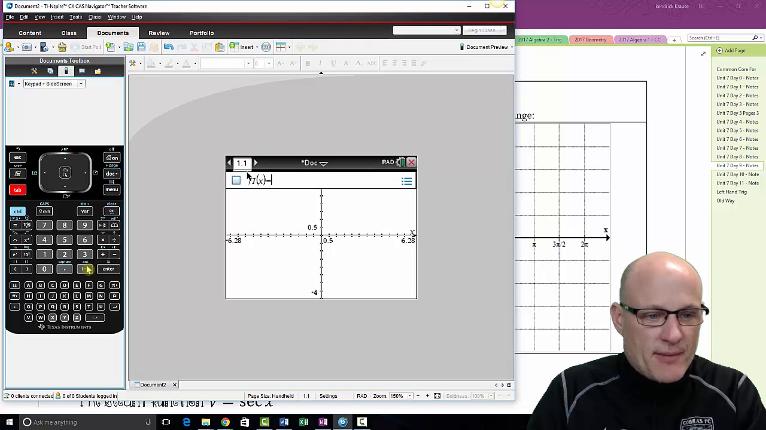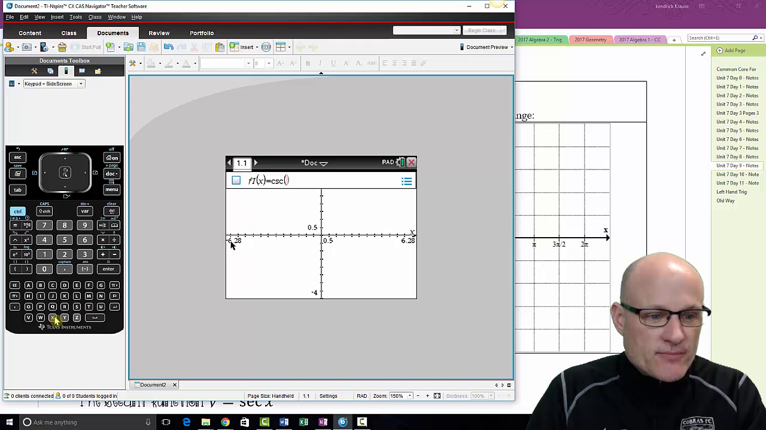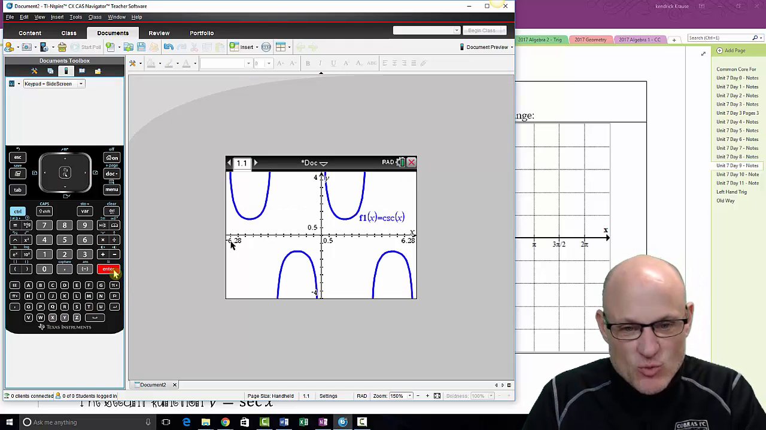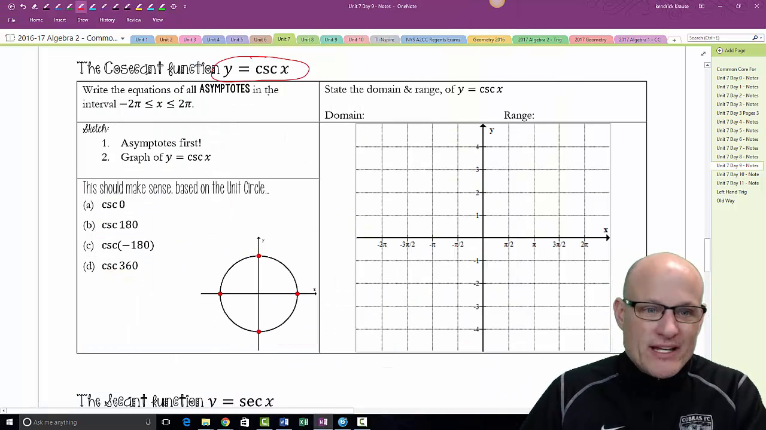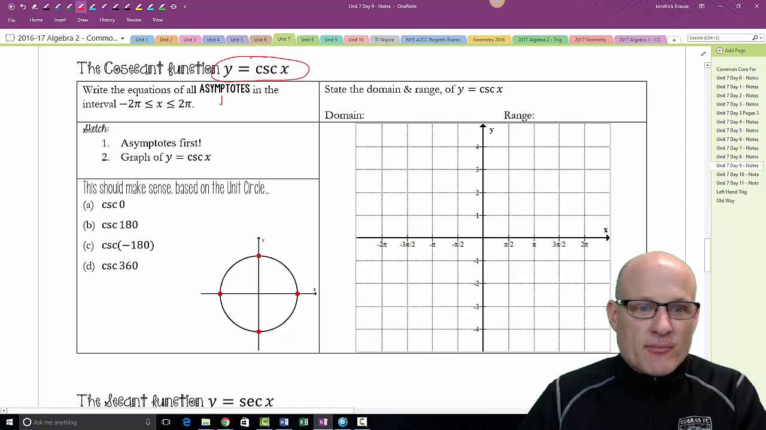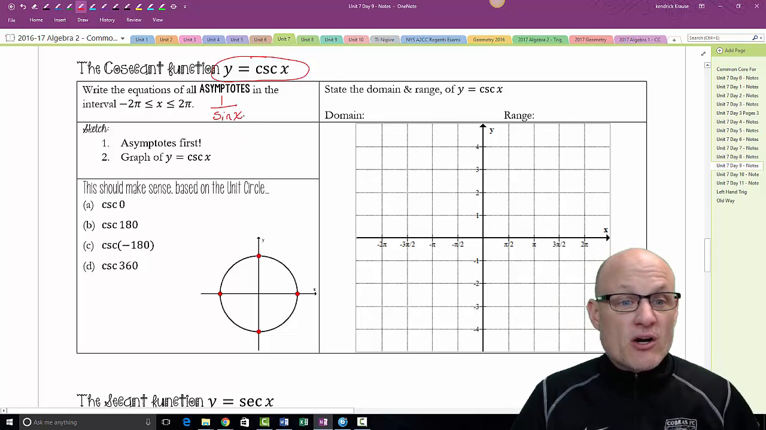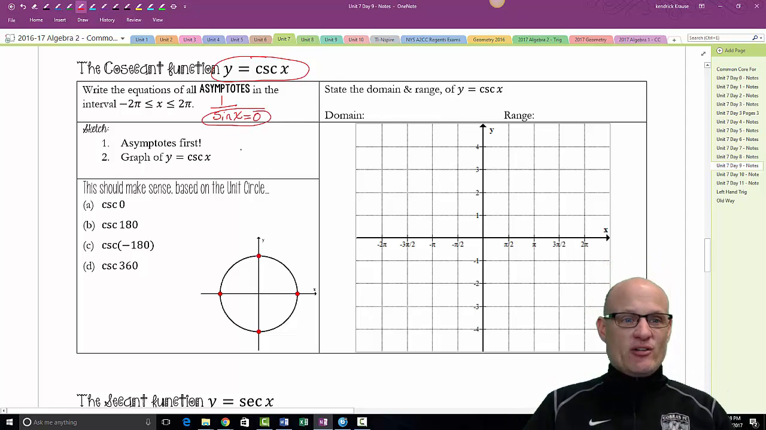So we'll hit tab, and we're going to graph cosecant x. Now this is going to look really funky. Crazy. And I'm going to show you something about that in a second. But what is cosecant? Cosecant, if you remember, is 1 over sine of x. So cosecant will be undefined wherever sine is equal to 0. So wherever sine is equal to 0 are where we're going to have asymptotes.